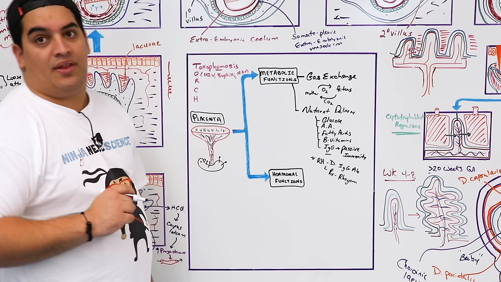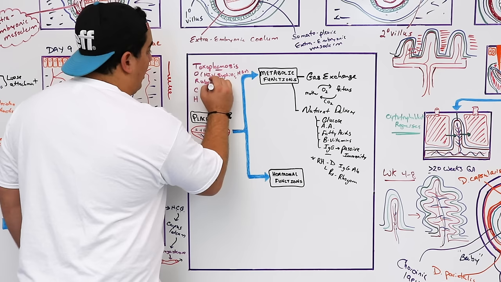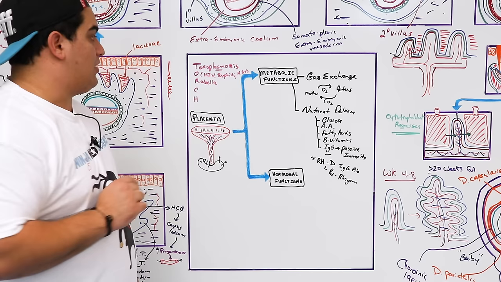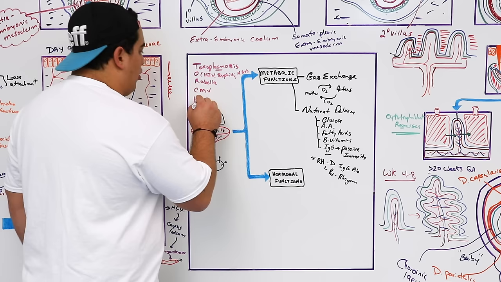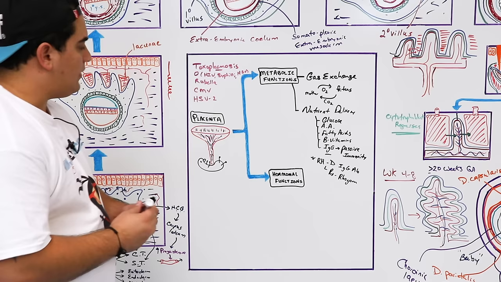R, rubella. Rubella is a very dangerous one that can cause a lot of cardiac and congenital defects, as well as hearing loss. Okay, C, CMV, cytomegalovirus. This is another one that can cause a lot of problems as well. And then H is your herpes simplex virus, and this could be type 2. So these are some things that you have to be very, very careful of.